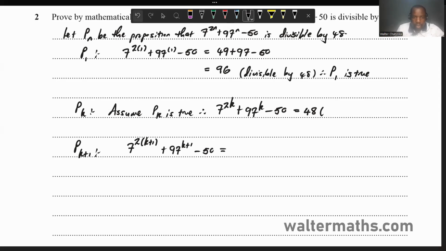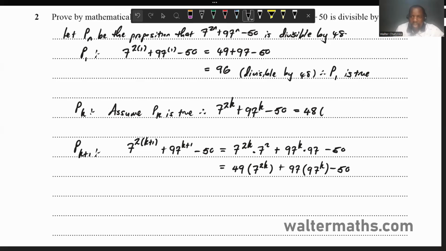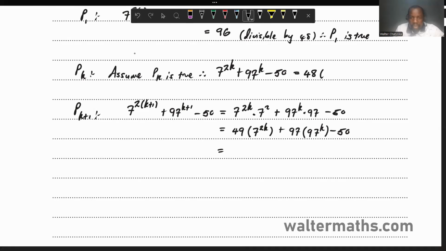So simplifying this, we'll be having 7 to the 2k of 7 to the 2, all right? And that's plus 97 to the k of 97 to the 1 minus 50. So we have 49 of 7 to the 2k plus 97 of 97 to the k minus 50 here. Next, 49 is 48 plus 1, and that's of 7 to the 2k, plus for 97, that's 96 plus 1 of 97 to the k, and that's minus 50.